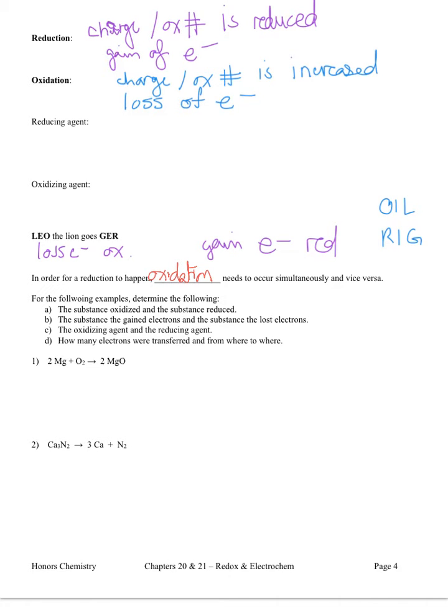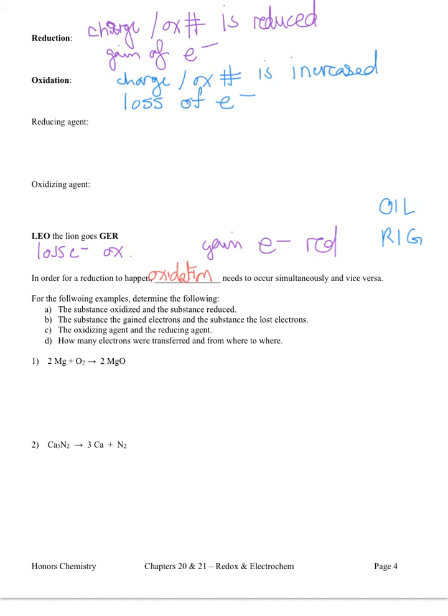So let's say that I have this reaction happening. I have some elemental magnesium, some metallic magnesium, and I add oxygen to it, and I form magnesium oxide. I want to know what substance is getting oxidized, what substance is getting reduced, which one gained electrons, which one lost electrons. We'll figure out what oxidizing and reducing agents are in a minute, and then how many electrons were transferred. Since redox is the transfer of electrons, how many electrons were lost and gained or transferred.